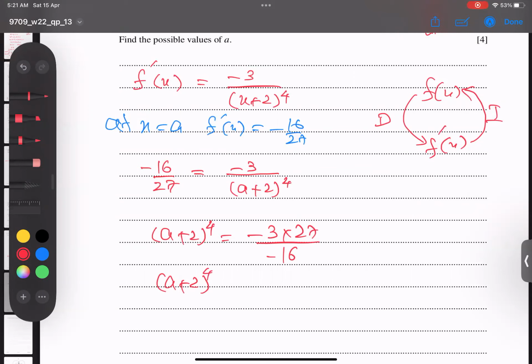So in short, I get (a plus 2) power 4, sorry, not 2. So here, right hand side, I type in my calculator. It is coming 3 times 27 divided by 16. It is coming 81 over 16.